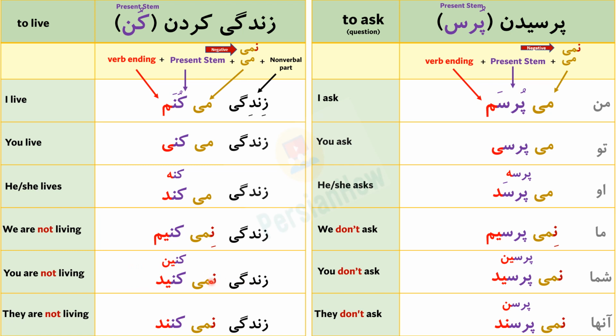Next one, زندگی نمی کنید changes to زندگی نمی کنین. The کنید part changes to کنین. The دال changes to nun. This one, زندگی نمی کنند changes to زندگی نمی کنن. So we remove دال. And this rule here for the informal applies to all verbs.